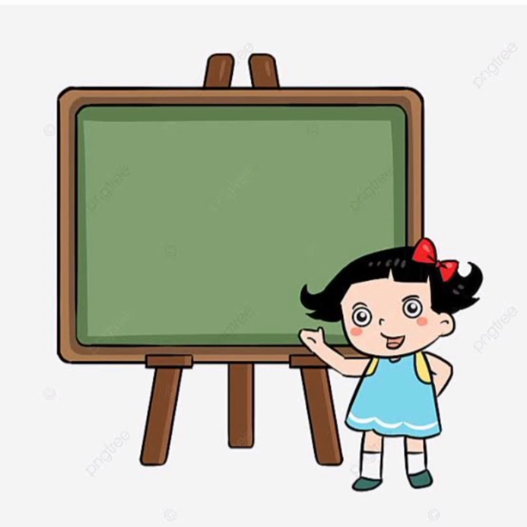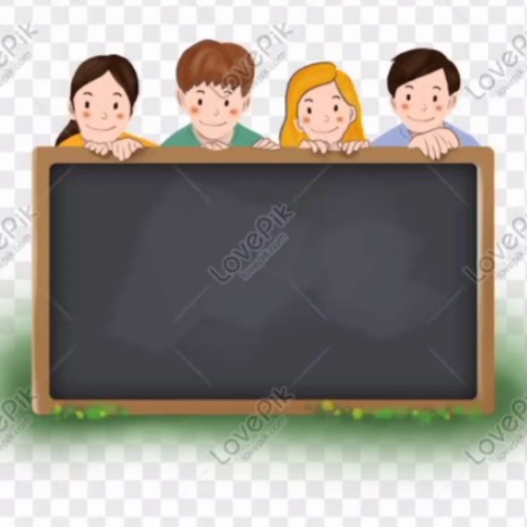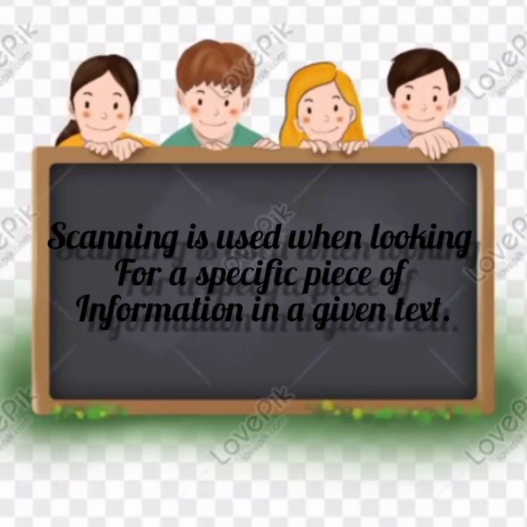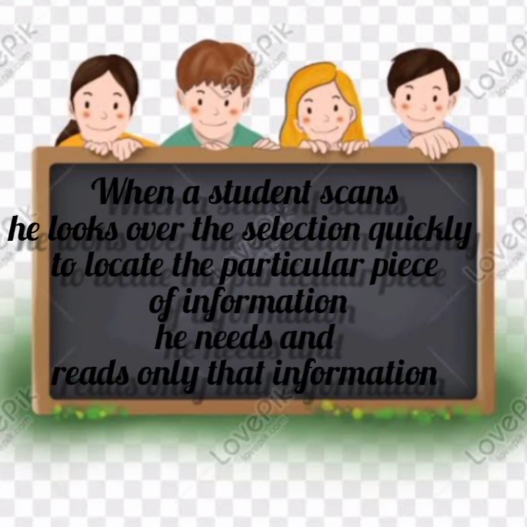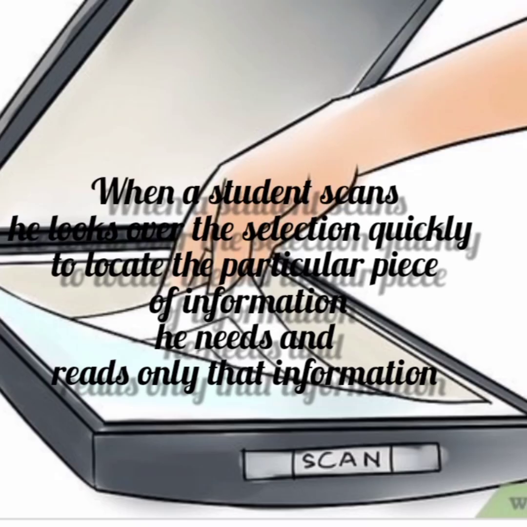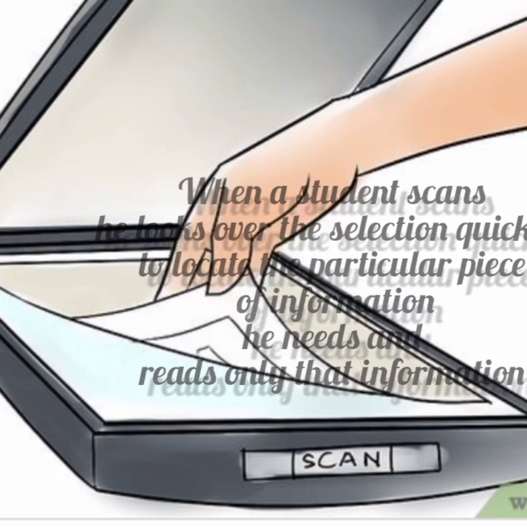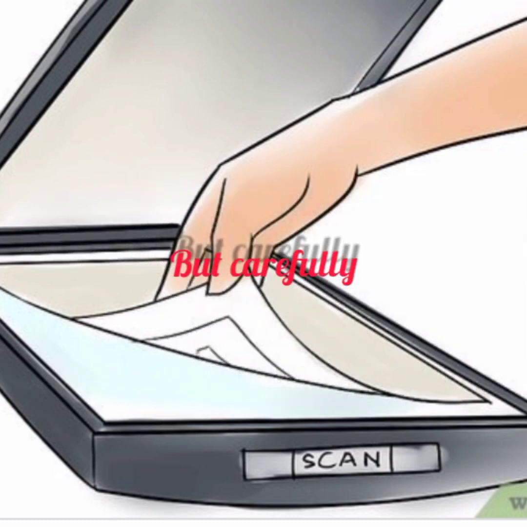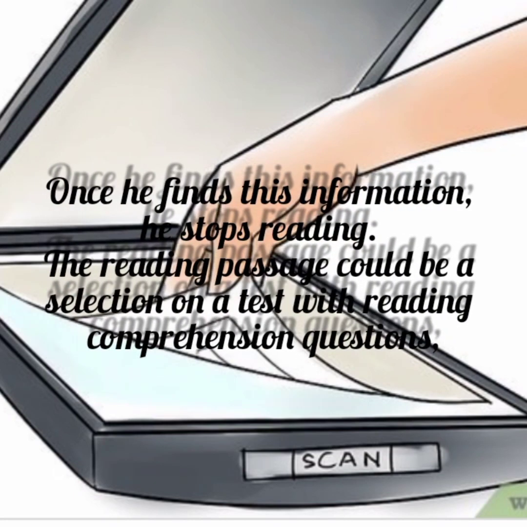The first is scanning. Scanning is used when looking for a specific piece of information in a given text. When a student scans, he looks over the selection quickly to locate the particular piece of information he needs and reads only that information, but carefully. Once he finds this information, he stops reading.